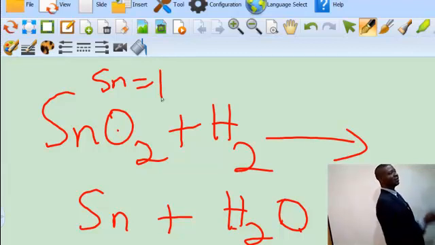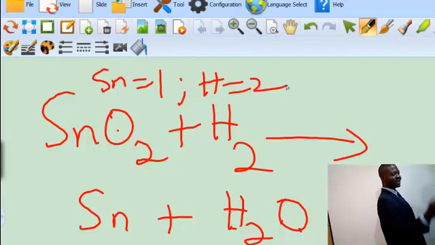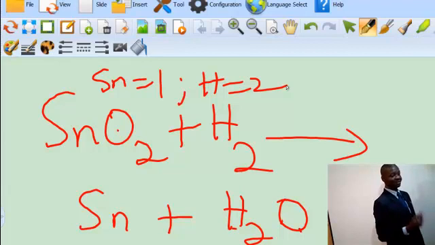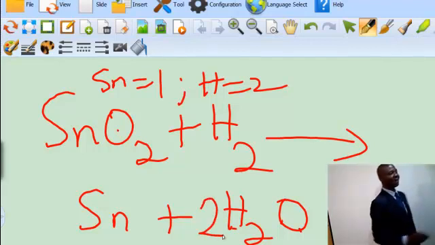Now on the left-hand side we have oxygen as 2, while on the right-hand side we have oxygen as 1. So that one needs to be balanced. And again, we always balance oxygen last. So let's look at hydrogen. On the left-hand side, hydrogen is 2, while on the right-hand side hydrogen is also 2. So we have an issue with only oxygen. How do we go about it? It's very simple. Since oxygen is 2 here, what we need to do is just add 2 to this place. And by the time we add 2 to this place, oxygen is now balanced.